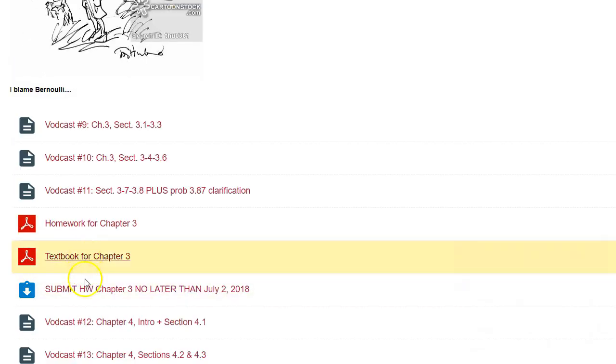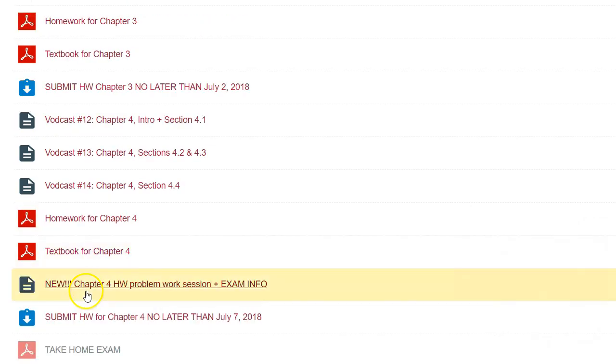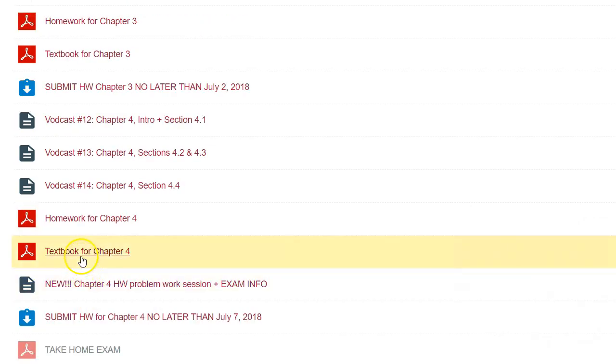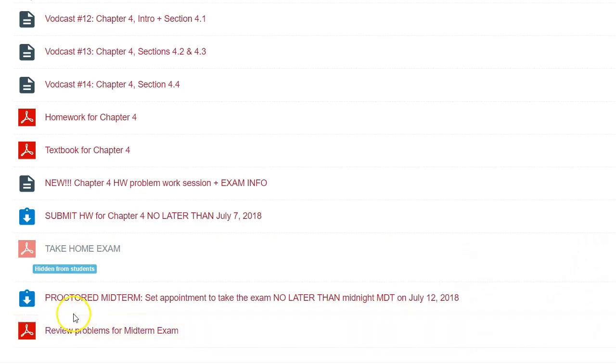Do the same thing for Chapter 2, and then the same thing for Chapter 3, the same thing for Chapter 4, and then you'll be prepared to do the proctored midterm. Now, you have to set an appointment with me, and you have to choose your own proctor. You'll have to make arrangements with the proctor and then give me the proctor's contact information.